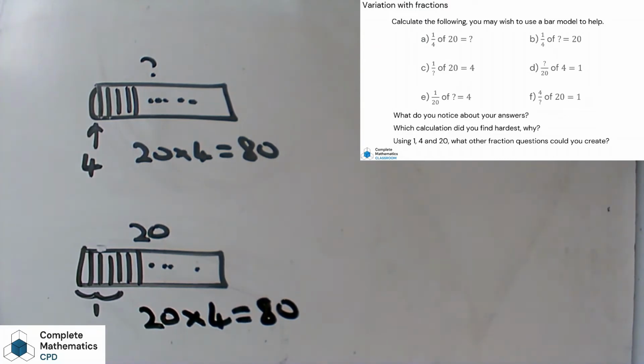Another way of looking at it is that the fact that we know that 4 parts are worth 1 tells us that each individual part on its own must be 1/4. So another way of rephrasing the same question would be, how many quarters can you fit into 20? Well, every 4 quarters make a whole, and then I want 20 of them, so it's going to be 4 times 20 again. So 4/80ths of 20 is equal to 1.